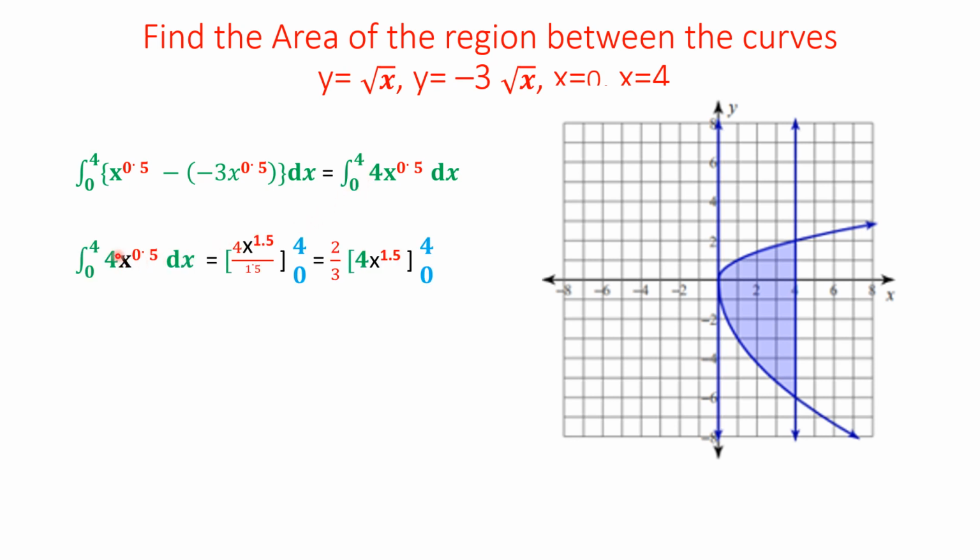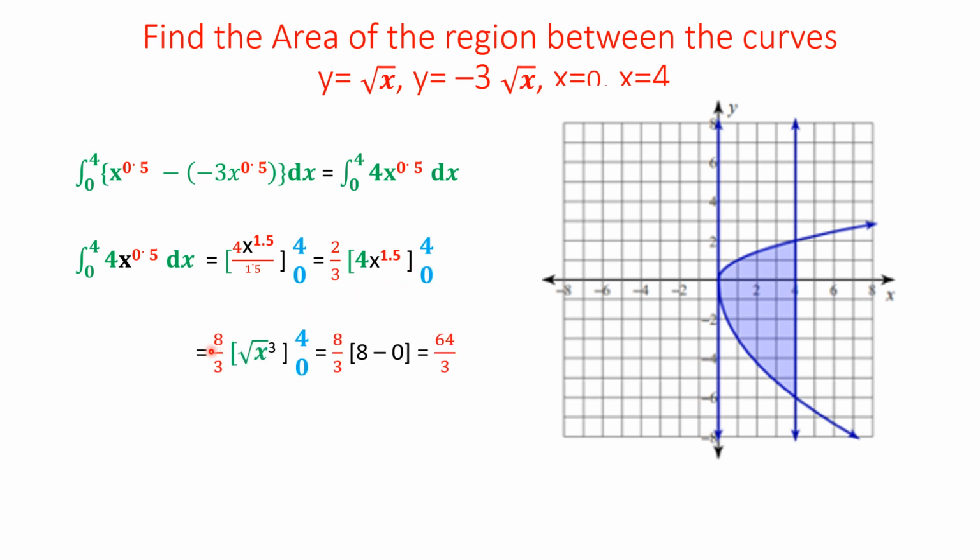So the integration between 0 and 4 of 4x to the power half dx is going to be equal to 4x to the power 1.5 divided by 1.5, and we have to evaluate it between 4 and 0. We have to take 1.5 outside. 1.5 is equal to 3 divided by 2, but when we take it outside, we're taking it in the numerator, so we will flip it. So this is 2 divided by 3, and then 4x to the power 1.5, evaluated between 4 and 0.